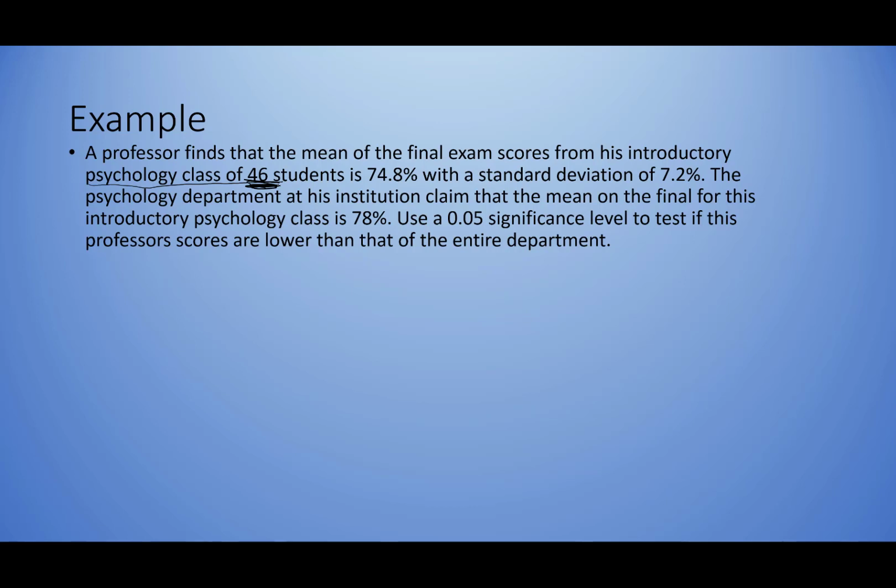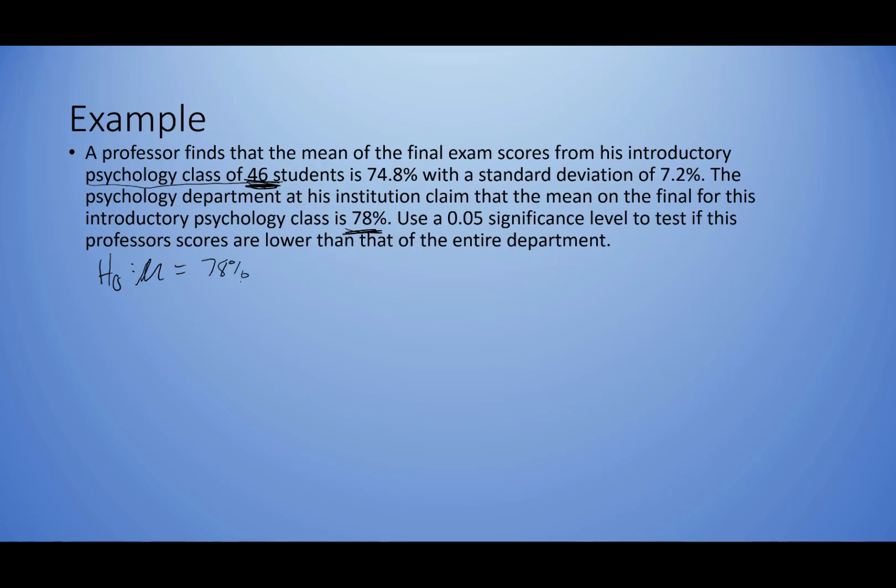So what we want to do next is set up our null hypothesis. So our null hypothesis is, what is the claim about our population mean? Well, our claim is that for the entire department, the mean is 78%. So we would have mu is equal to 78%.